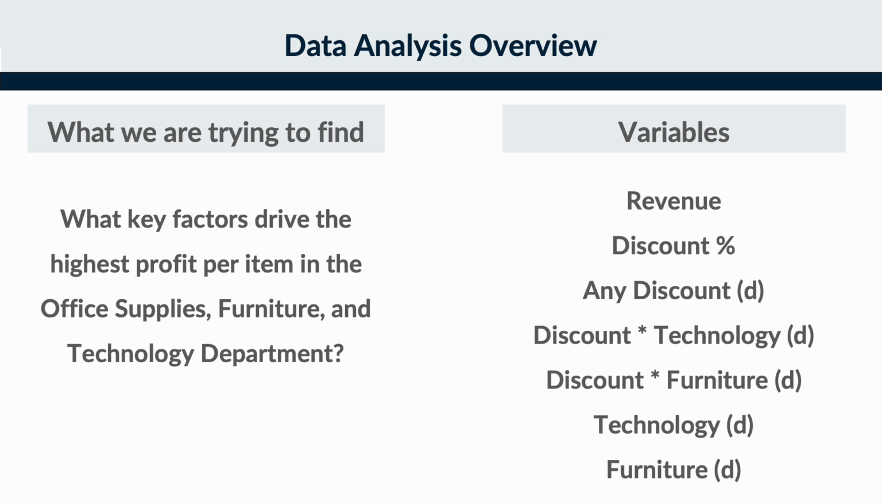We determined the variables of our best fit model consisted of our total revenue for each order, discount percents applied to each order, any discount as a dummy variable to indicate whether a discount was offered or not, an interaction term for discount multiplied by technology as a dummy variable to indicate the effects of discount on technology products, an interaction term for discount multiplied by furniture to identify the effects of discount on furniture products, technology as a dummy variable, and lastly, furniture as a dummy variable to identify which category it falls into.